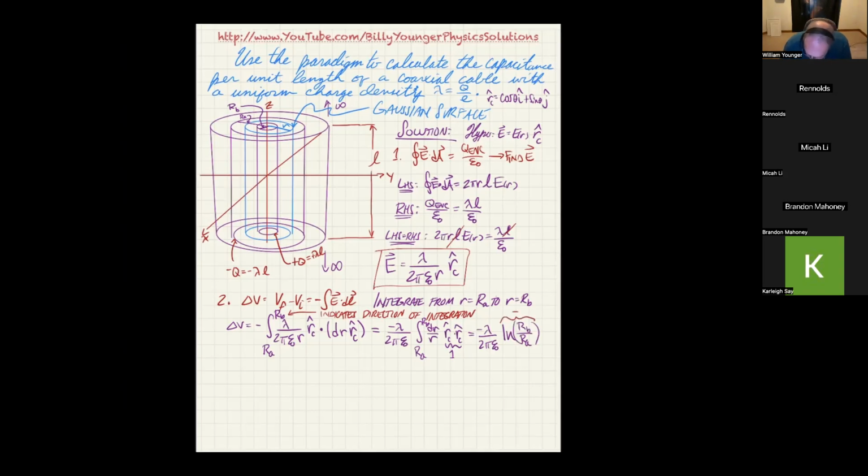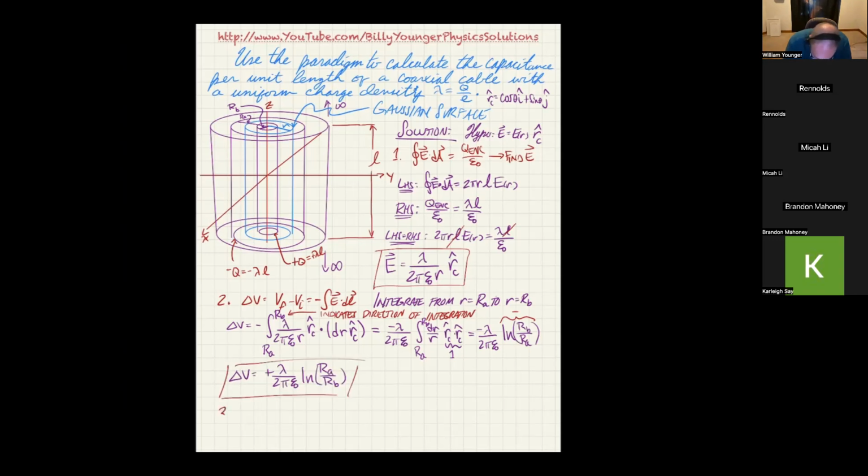So I'm going to absorb the negative and flip the order of them and just say that delta V is in fact equal to positive lambda over 2 pi epsilon naught times the natural log of RA over RB. Now you can see that all of that will be positive. So we've got yet another step of our paradigm solved. So there's the other step.